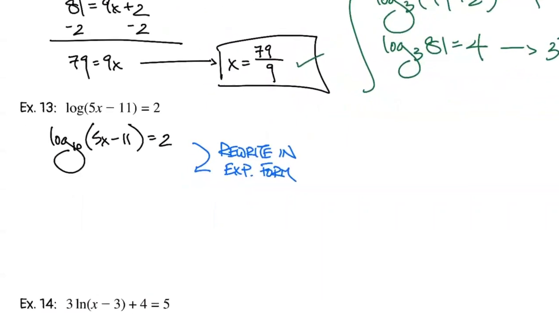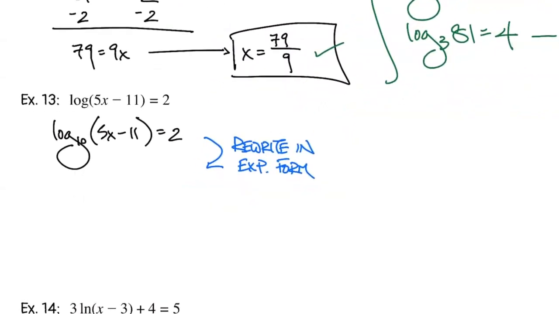And I hope we end up with something like this. 10 squared equals 5x minus 11. Right? 10 squared, 10 is the base, to the power of the other side equals the thing that is being logged.